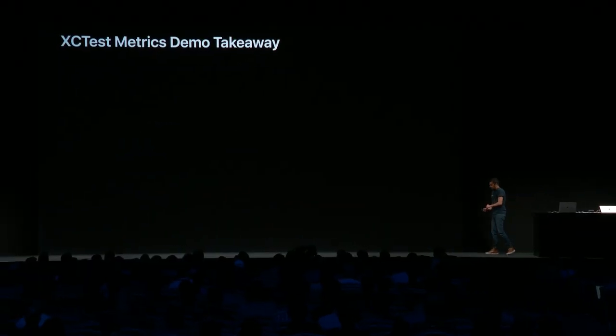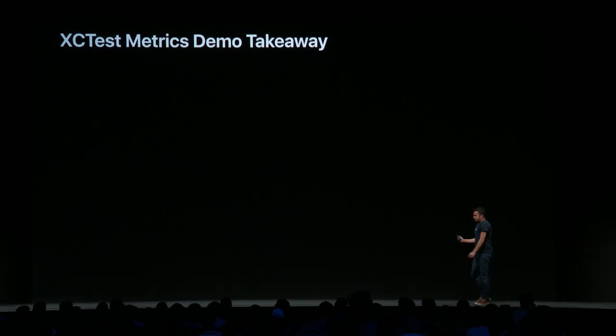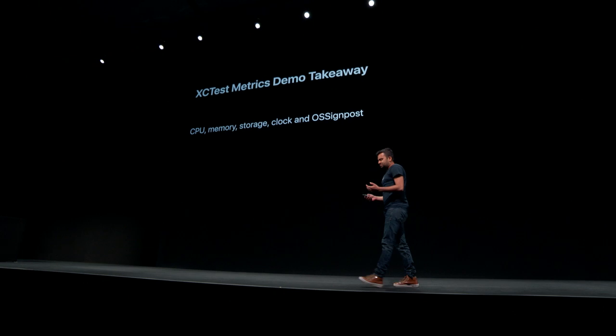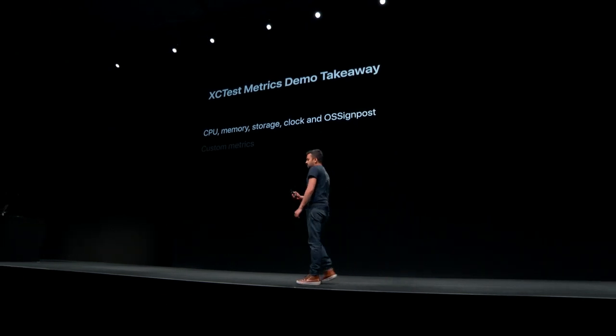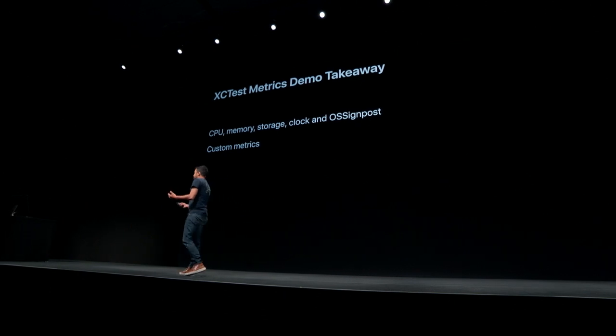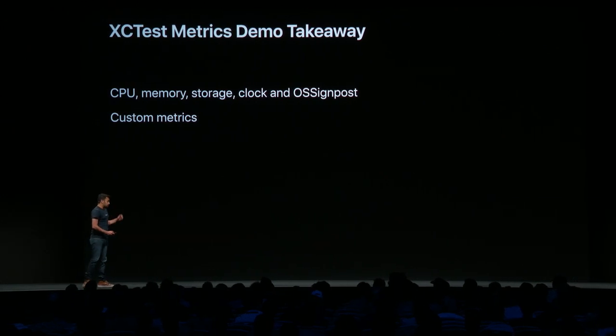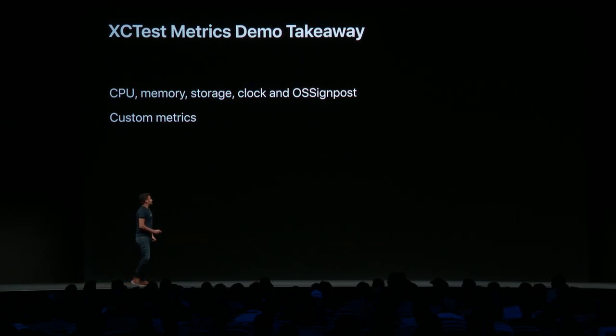To summarize, I gave you a demo of using a few metrics like memory, but we added a whole bunch of them. We added memory, we added storage, we added CPU, we added OS signpost. But we didn't stop there. We built a very generic underlying system, so you can actually implement your own custom metrics and use the underlying reporting system to catch regressions. Please look into the documentation for more details.